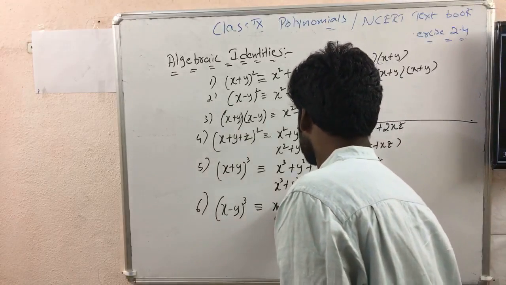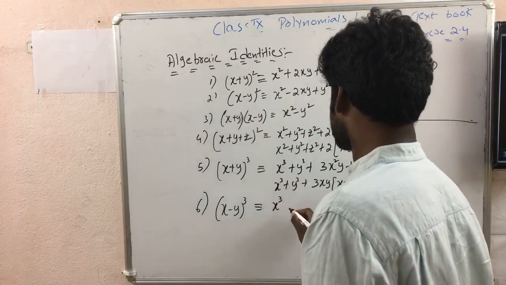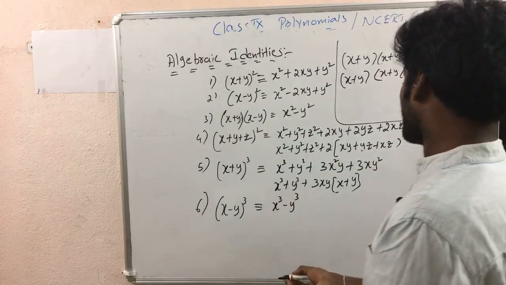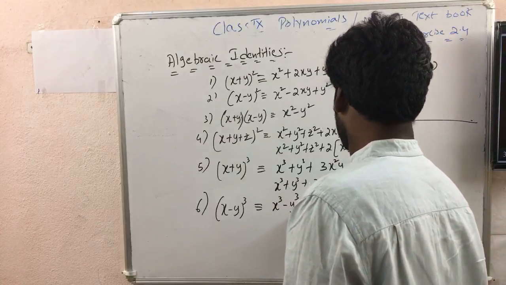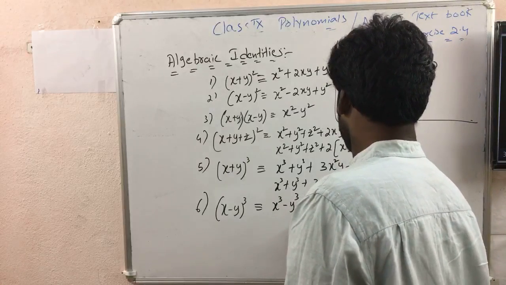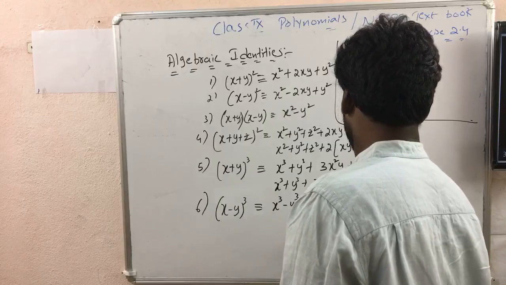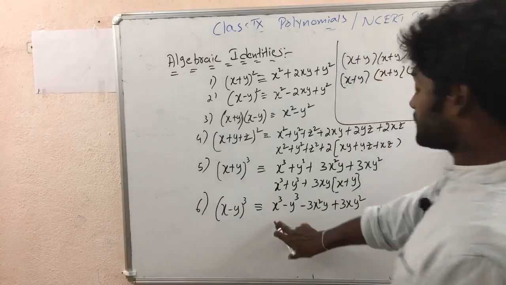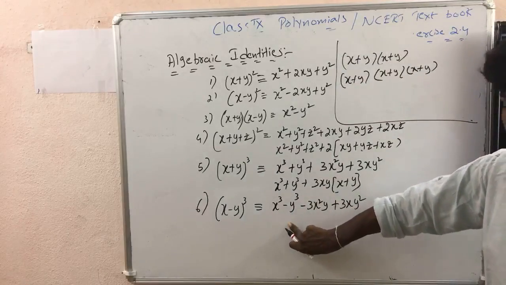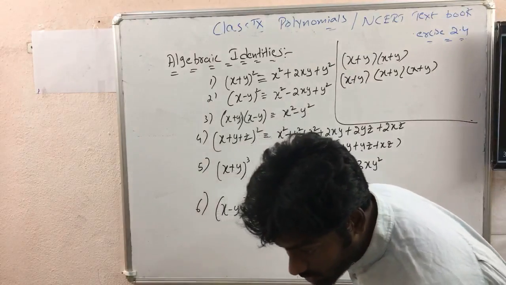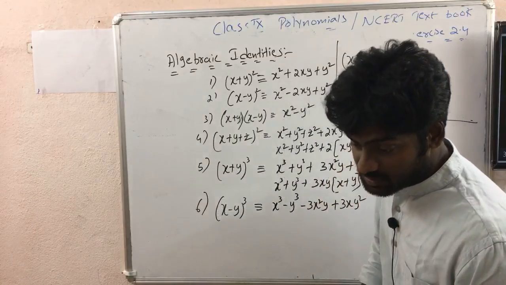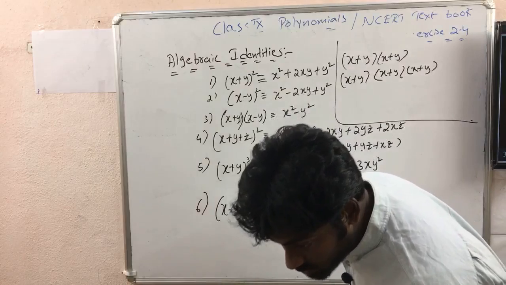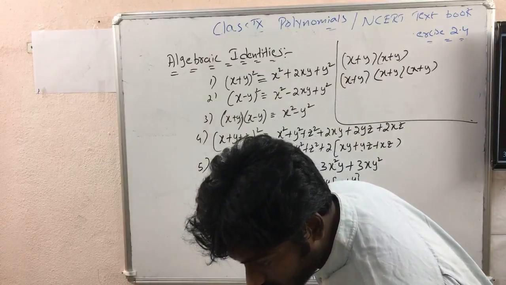Okay, next, x minus y whole cube. That means x cube minus y cube minus 3x square y plus 3xy square. Here x cube minus y cube, as given here. Okay, very good. x cube minus y cube minus 3xy into x minus y. Very good, Shivam.